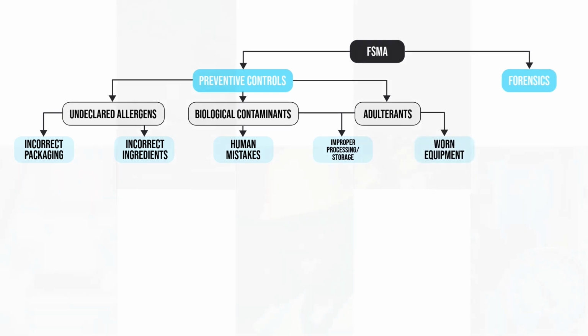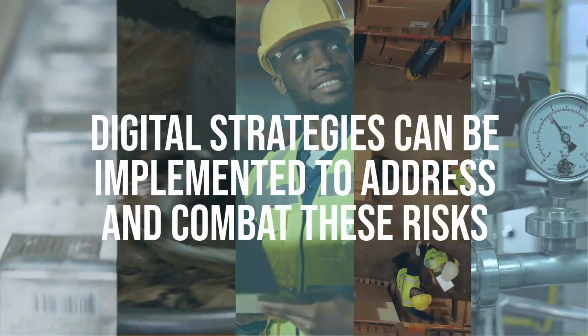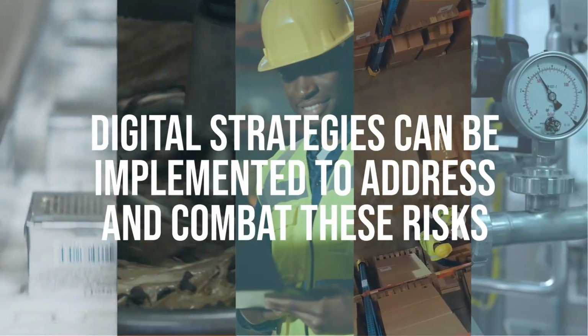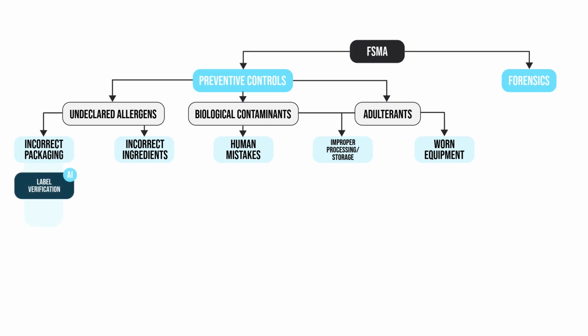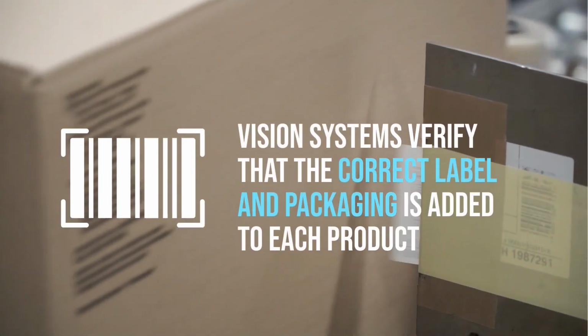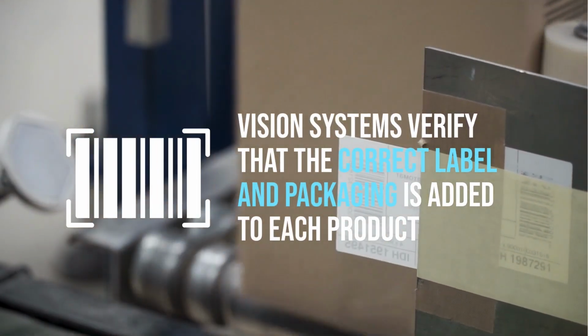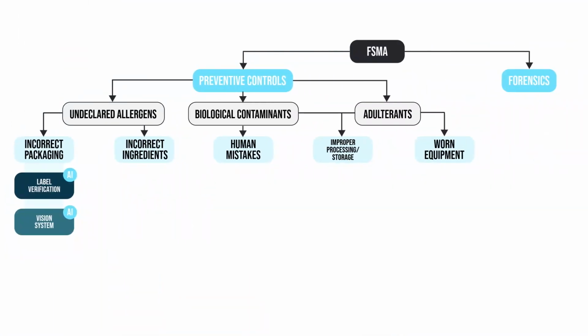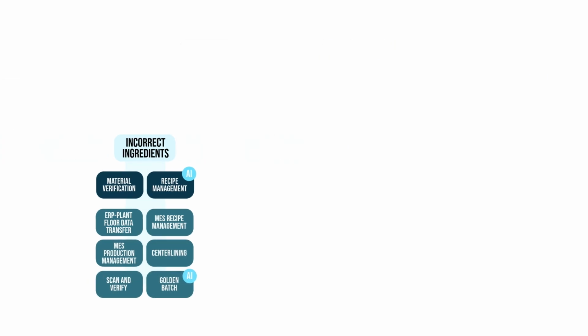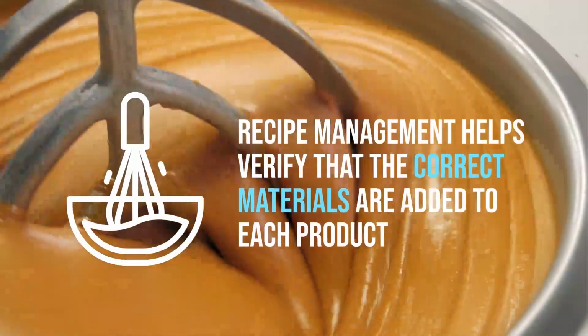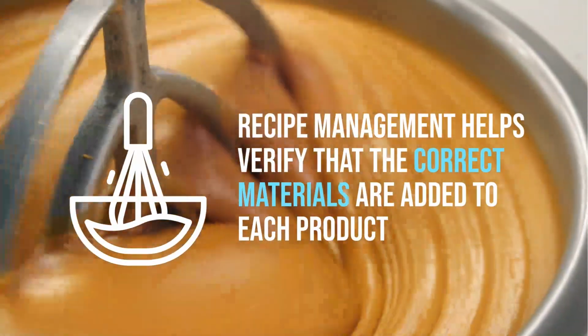For each of these areas, there are a number of things that can be done in a digitalization strategy in order to address them. For example, incorrect packaging might be addressed by label verification, in which a vision system might be used to ensure that the package or label applied to a product matches what's meant to be made. For incorrect ingredients, we might employ something like a material verification system, as well as recipe management that ensures that the materials that are put into a particular product are the correct materials.